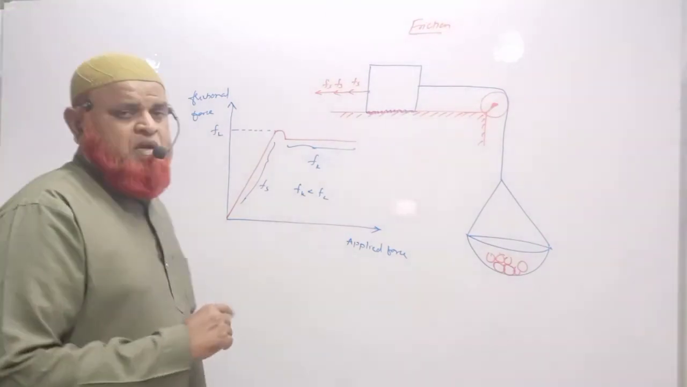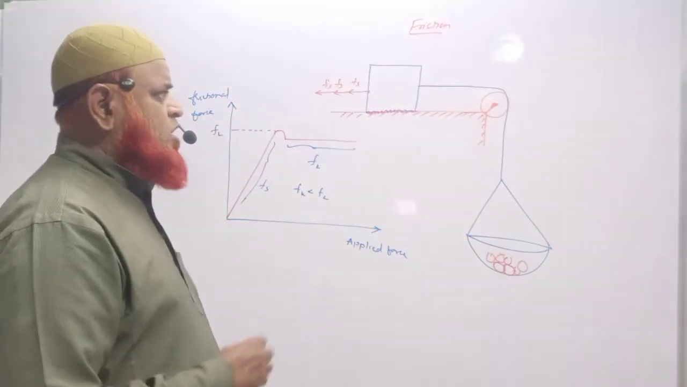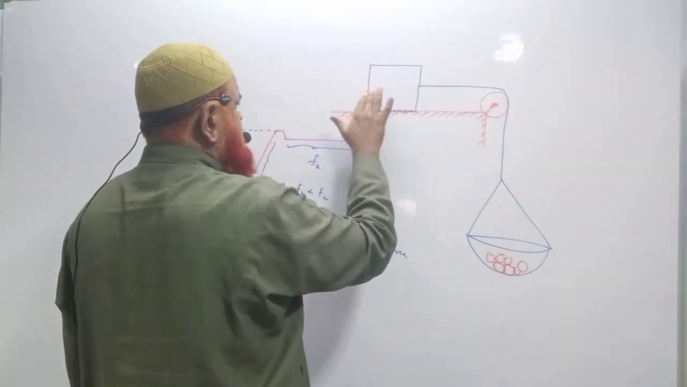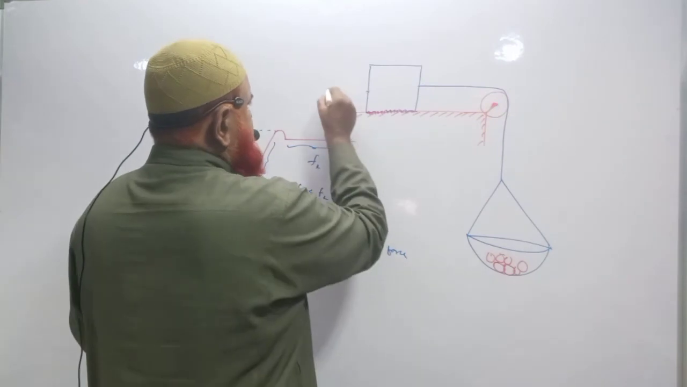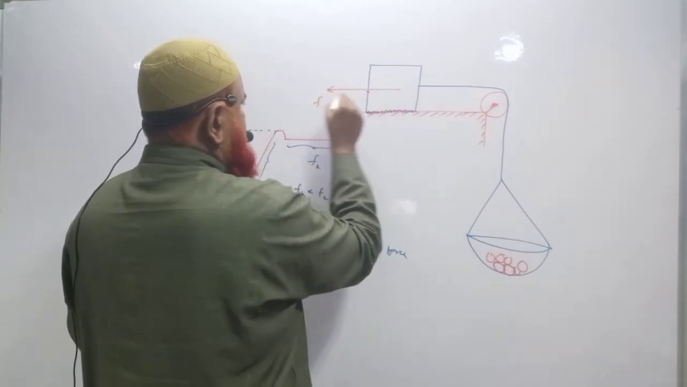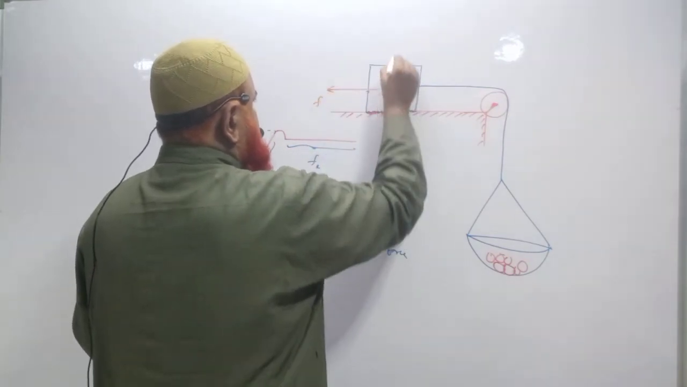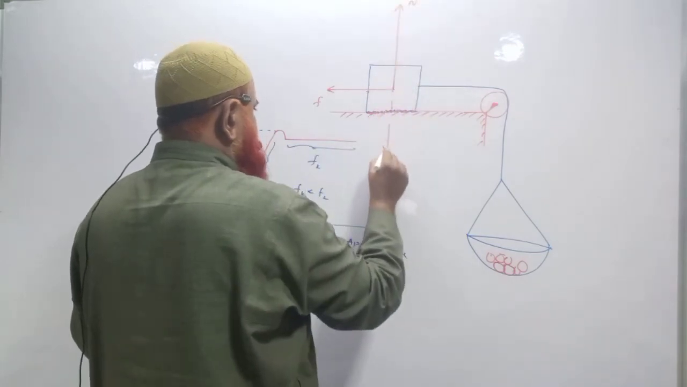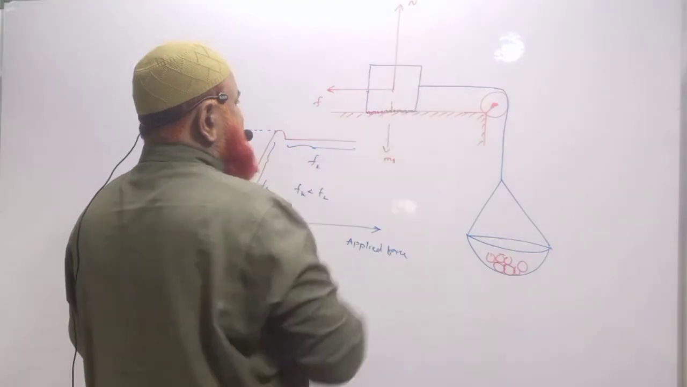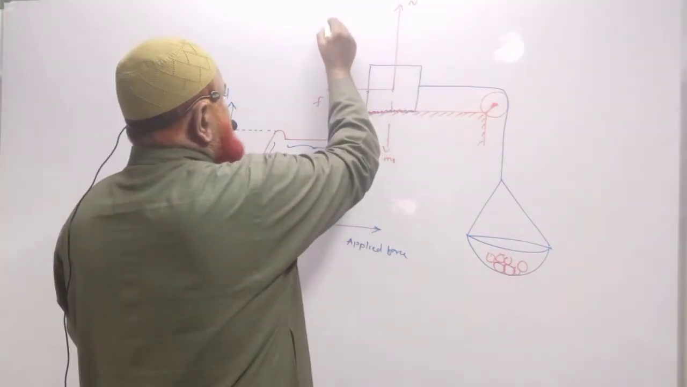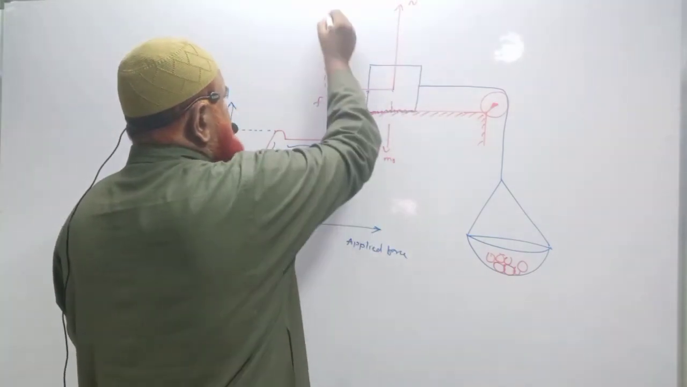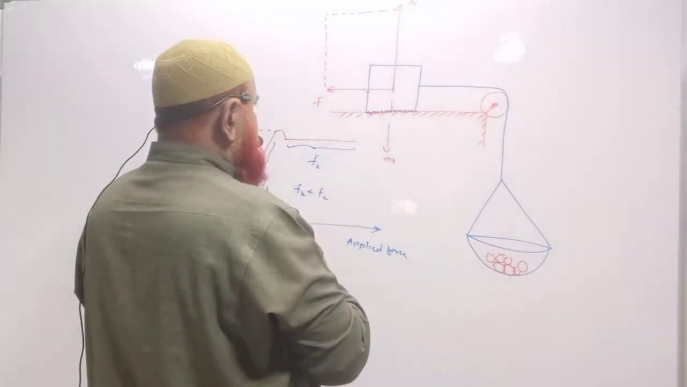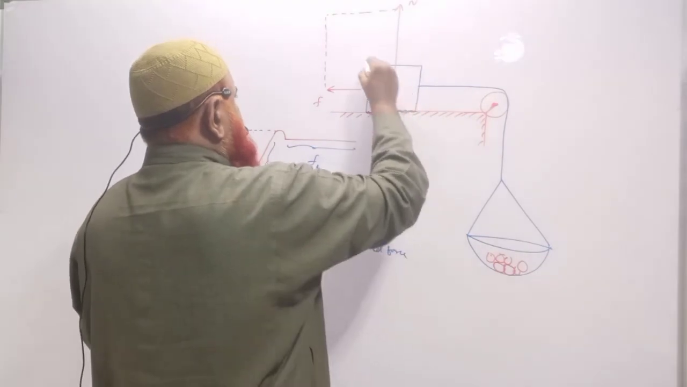Now let me discuss what is going to happen here. How many forces are going to act here? For example, let us consider this is the friction force acting. And in the upward direction, normal reaction is acting. Also, mg is acting downwards. Now I will close these two vectors in the form of a rectangle.